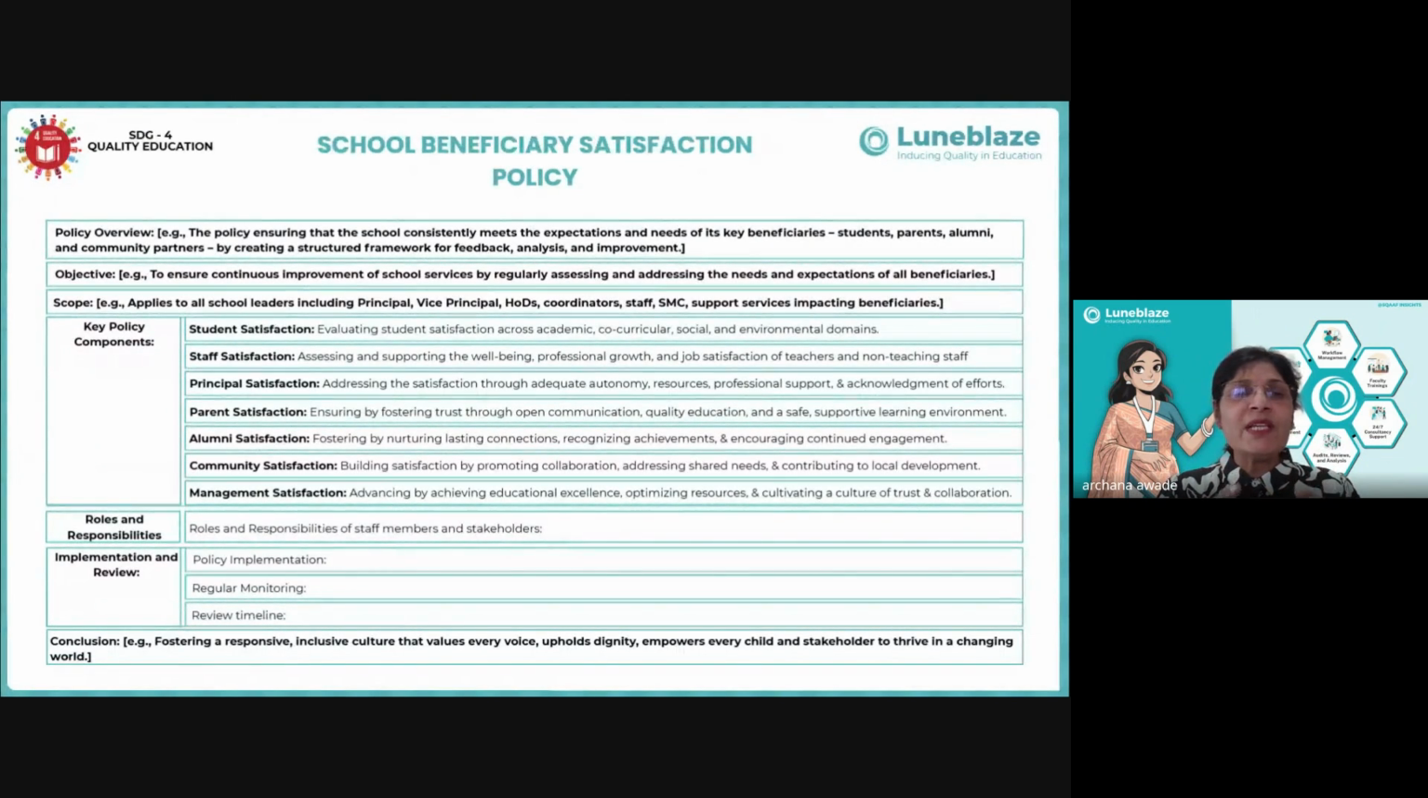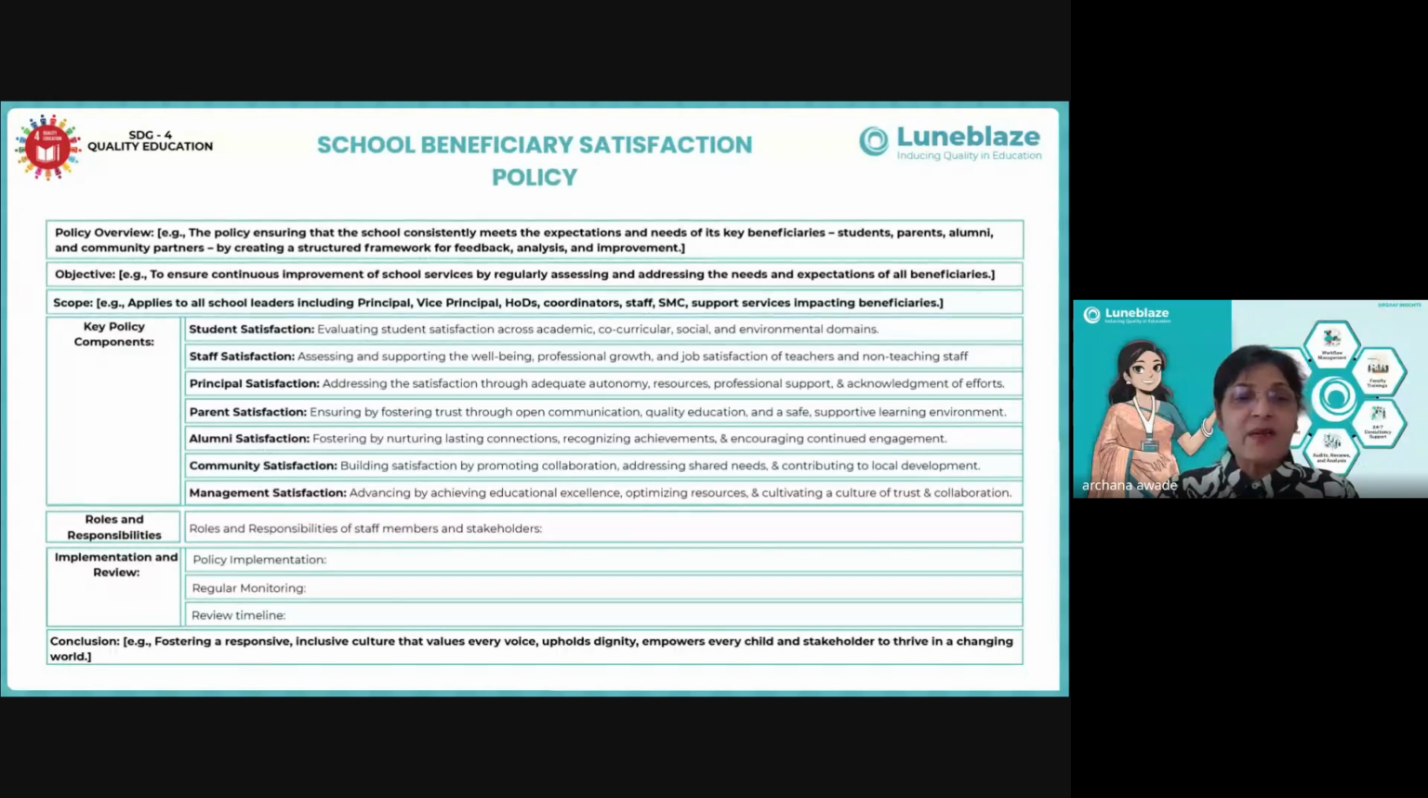Then next is the key policy components. These are the specific satisfaction areas that the school must monitor. First is student satisfaction, because we are talking about beneficiary satisfaction. So in these documents, we will talk about all our stakeholders' satisfaction. How are we going to measure student satisfaction? Maybe through a student survey on teaching quality or extracurricular activities. Then you can measure staff satisfaction through teachers' well-being programs, or how workload is balanced amongst all the staff, teaching or non-teaching. So all this has to be listed out under key policy components.